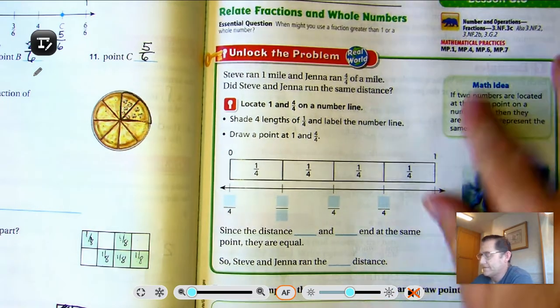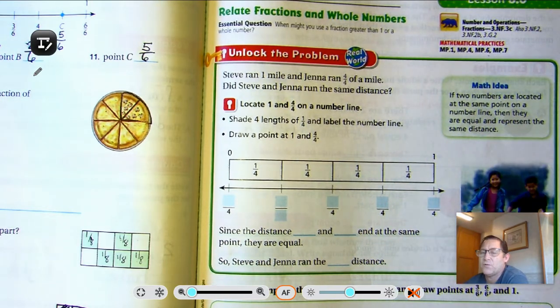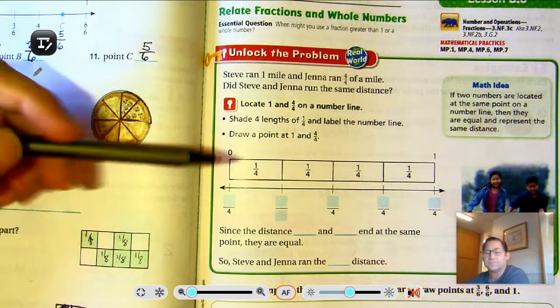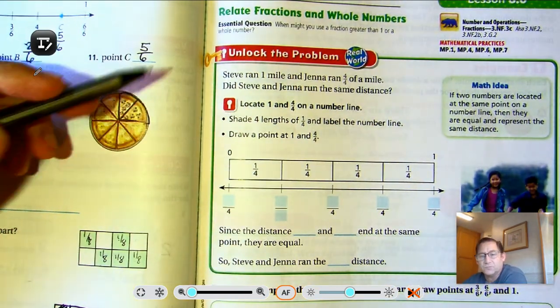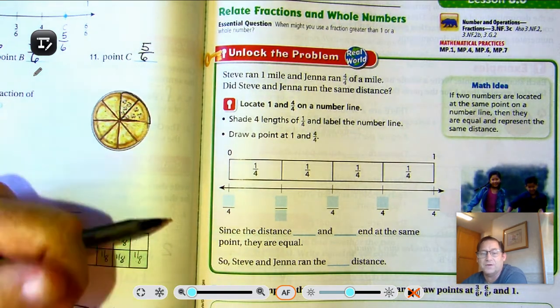And the math idea here that we're talking about is if two numbers are located at the same point on a number line, then they are equal and represent the same distance. So let's look at the Unlock the Problem and see if we can understand what they mean by that on a number line.